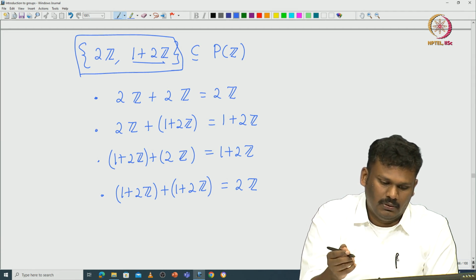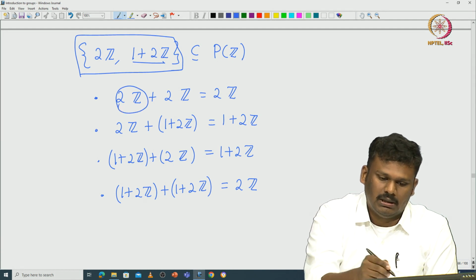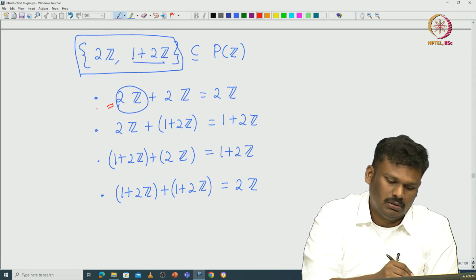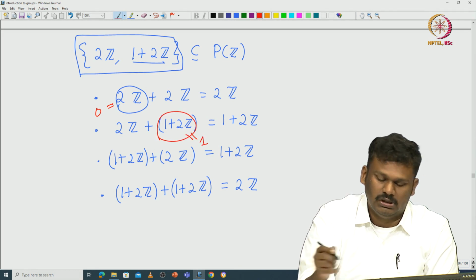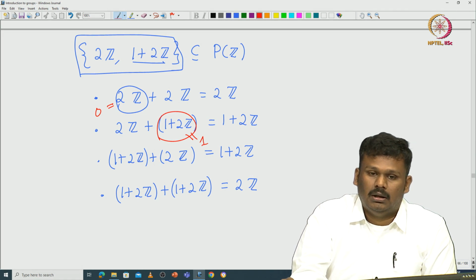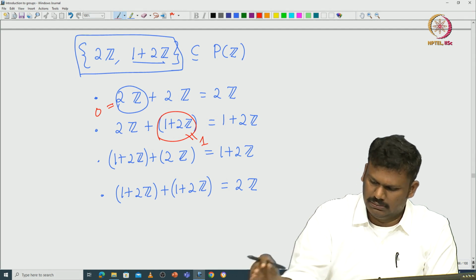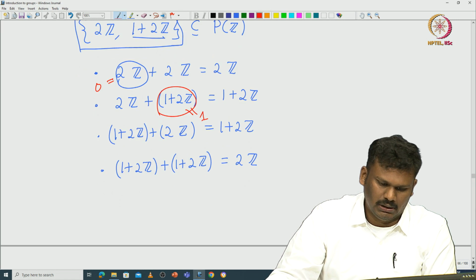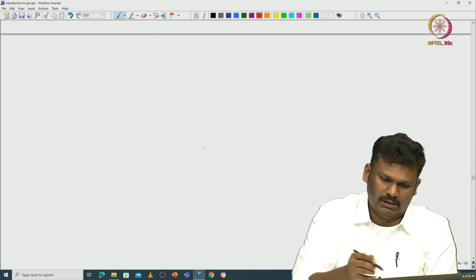So, that means instead of thinking of it as 2Z, I can think of it as 0. There is no harm in it. I can think of this 1 plus 2Z as 1. There is no harm in it. But these things we want to make more precise. So, basically that is all about arithmetic modulo n. Let us try to do one more example and then I will convince you of what we are really doing.